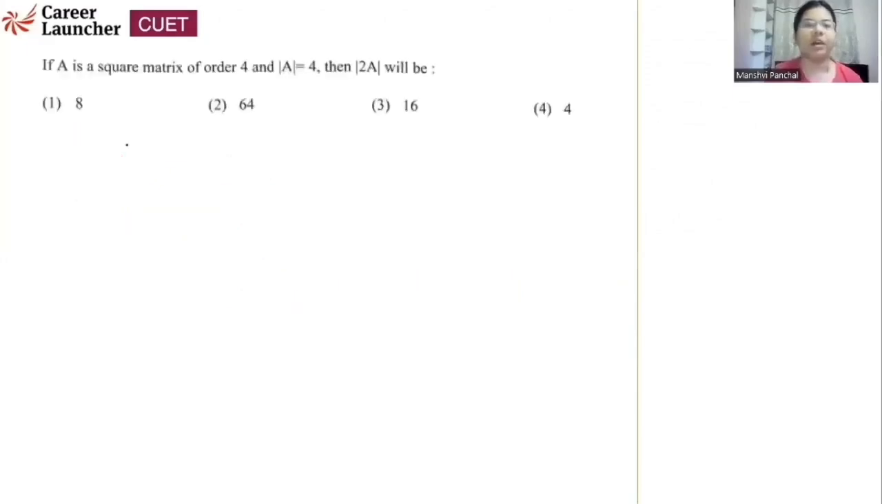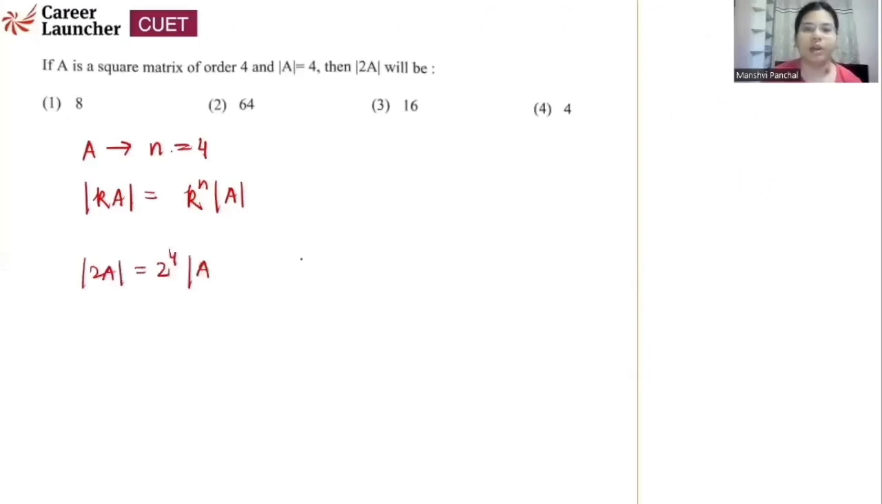Question number 11. If A is a square matrix of order 4 and determinant of A is 4, then determinant of 2A will be. By the properties of determinant, we know that if A is a matrix of order n, then determinant of KA is K raised to the power n into determinant of A. So here your n is equal to 4 and determinant of A is 4. So determinant of 2A will become 2 raised to the power 4 into determinant A, which is 2 raised to the power 4 into 4. So 16 into 4 is 64. So option 2 is the correct answer.